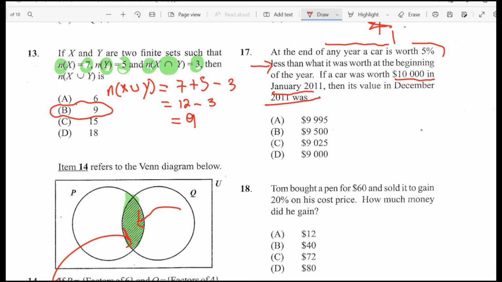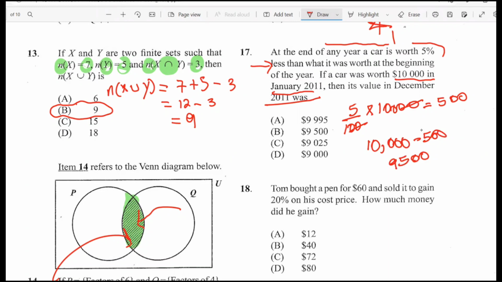Now, 5%, you could work this out easily. I could show you a quick trick, but you could say 5% of 10,000. So 2 zeros at the end, take off 2 zeros. So we have 5 times 100. This is going to give you 500. So 500 would come off. So you're talking about 10,000 minus 500. And then you would have seen that 9,500 would have been the value of the car in December. Let me circle the right thing.